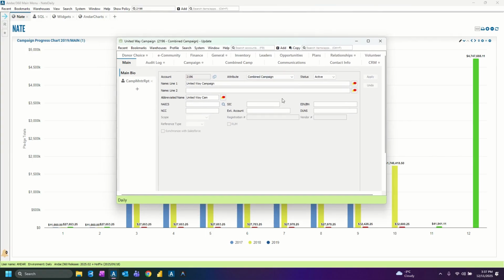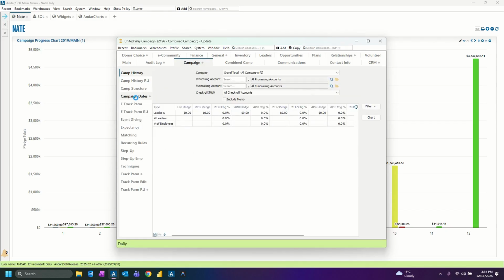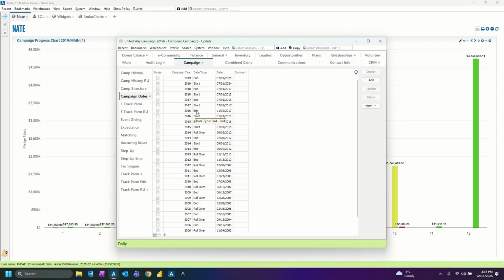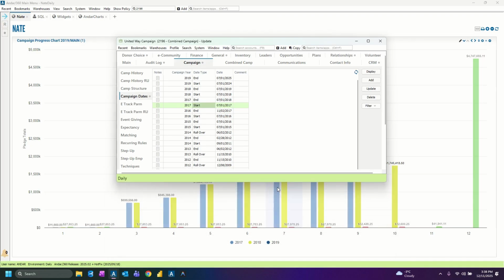So what I've done is I've looked up my local campaign account. You can tell it's the combined campaign attribute here. So I've looked up my local campaign account, which is what I have the chart configured to. And if I go to the campaign tab and the campaign dates sub-tab, you'll notice that there are dates in here. You may not have these dates, and that's perfectly okay, but that also may explain why this chart doesn't look right to you. What this chart is doing is it's basically saying my campaign that I have dictated to it starts on July 1st and it ends on July 1st the next year.